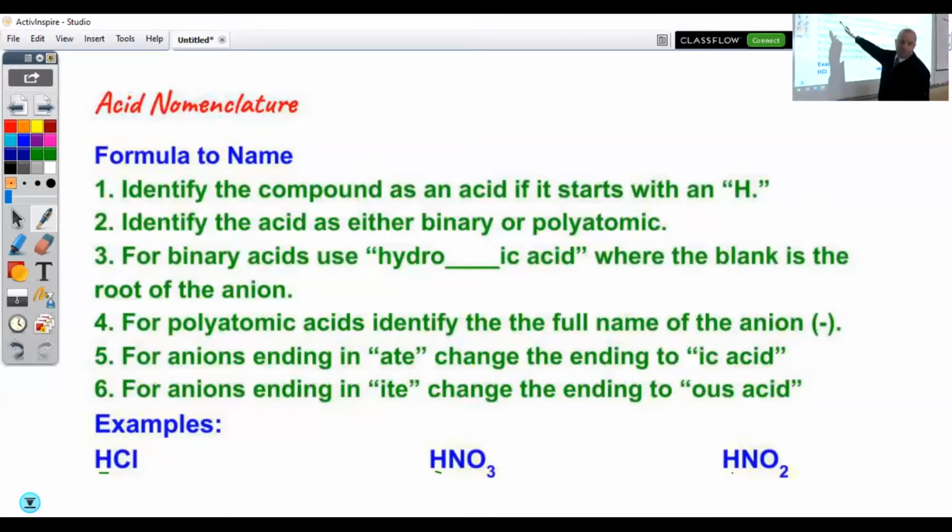So let's take a look at the rules for naming binary acids first. As you can see up here, we are going to first identify the compound as an acid if it starts with H, which we've already done. And next, we're going to identify the acid as either binary or polyatomic. So really quick, this has hydrogen and one other element, chlorine. So this is going to be an example of a binary acid. Both of these involve polyatomics, so nitrate and nitrite. So I'm going to identify each of these as a polyatomic acid.